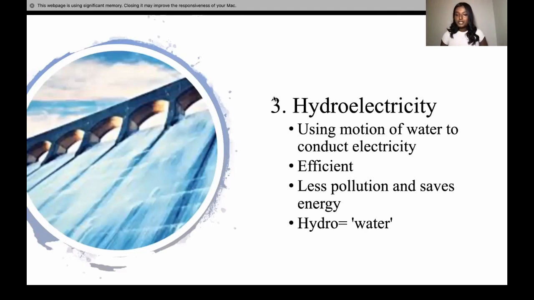Next up, we have hydroelectricity. Hydroelectricity is basically the motion of water used to conduct electricity. The word hydro itself means water. Electricity is also obviously conducting some type of flow in order for something to happen. So it's basically the motion of water conducting electricity. It's in the word itself. This is important because it is more efficient. With greenhouse gases and pollution, polluting the earth is obviously polluting the water too. So using this type of electricity source essentially helps us save water and have a greener earth. So less pollution and saves energy.